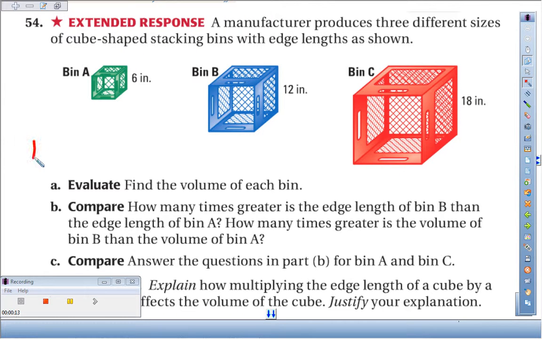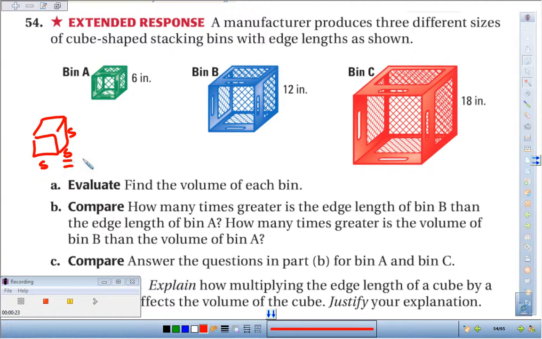So in general, if I had a cube with a side length of S, a length, a width, and a height of S, to find the volume of any rectangular prism, we take length times width times height. So in this case, it'd be S times S times S, or S to the 3rd power. So a shortcut for finding the volume of any cube is the side length cubed.